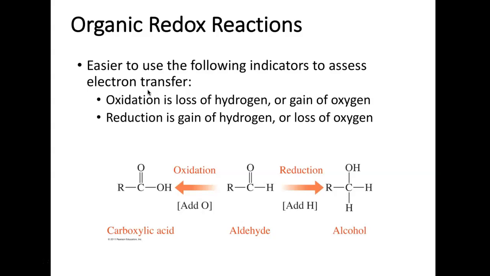or hydrogens. Oxidation is called oxidation because it usually involves the adding of oxygen. So oxidation is either gain of oxygen or loss of hydrogen, and reduction is loss of oxygen or gain of hydrogen. All right, so in this reaction here, it's showing you in the center an aldehyde functional group, which is a C double bonded to an O and single bonded to an H, a hydrogen.